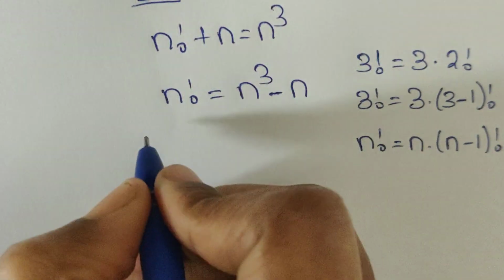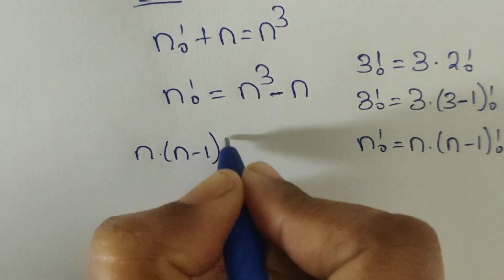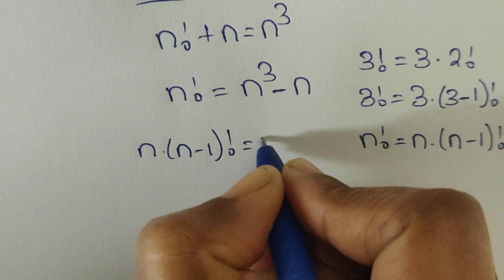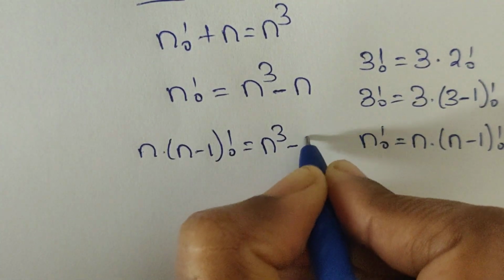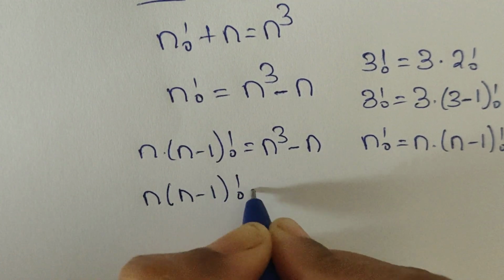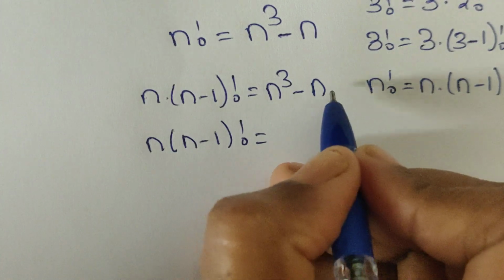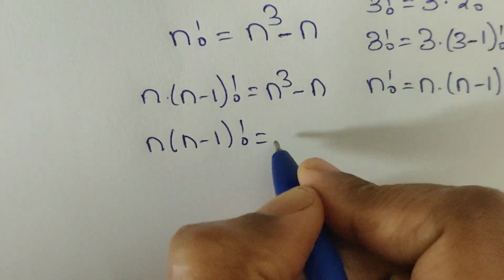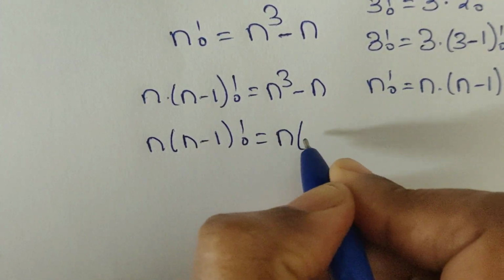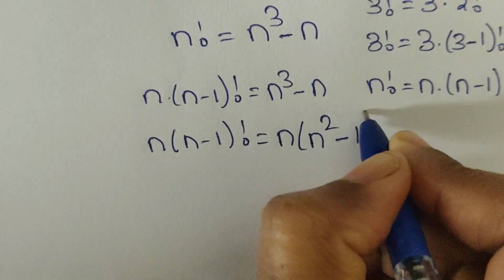So now in place of n factorial we will write n times n minus 1 factorial, equal to n cube minus n. So here we have n cube minus n. In these two terms we have a common factor, that is n. So we are taking out n as a common factor. Here we will write n square minus 1.